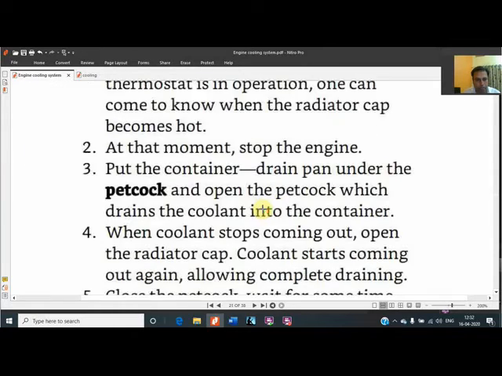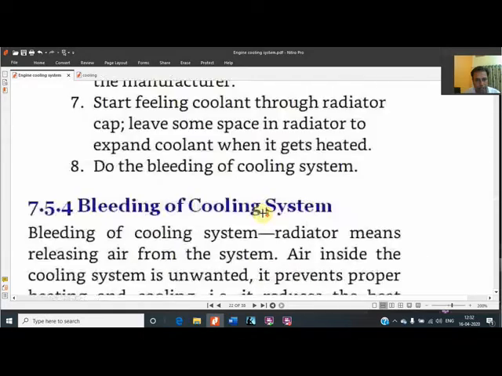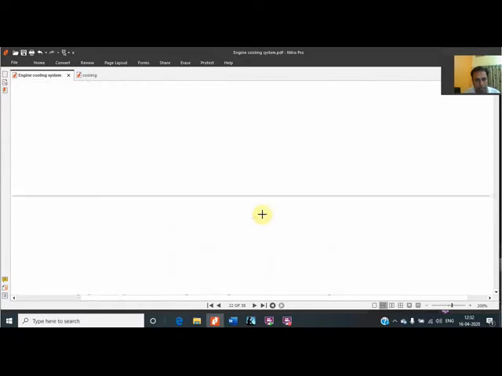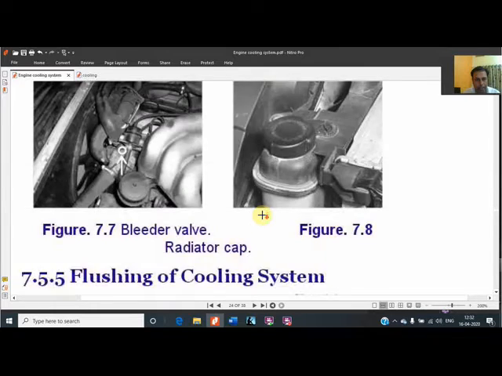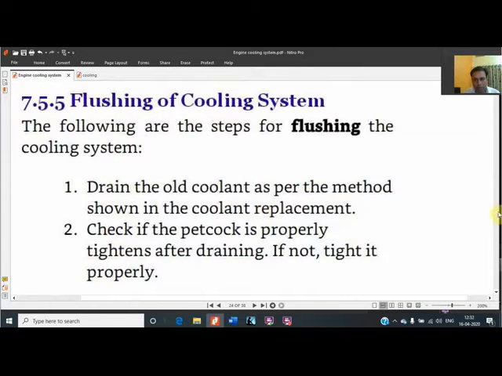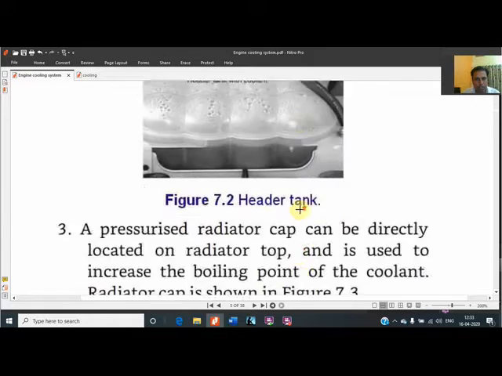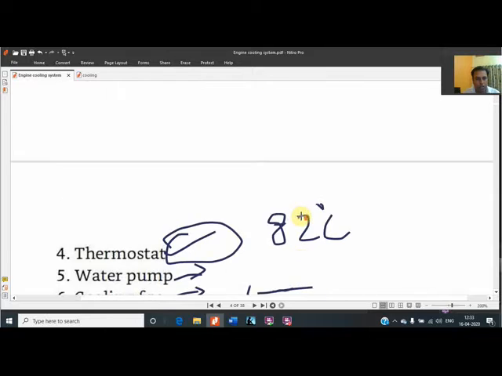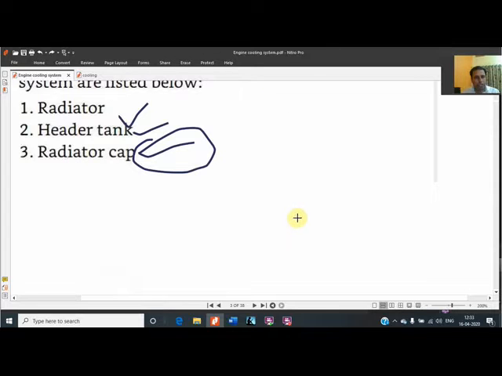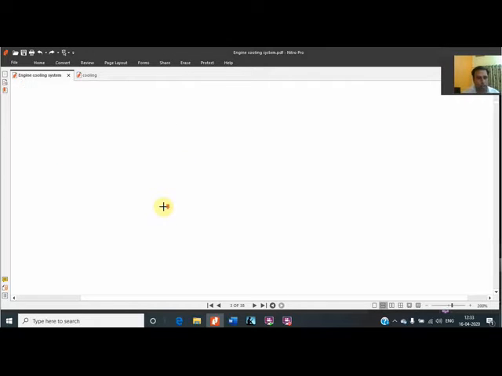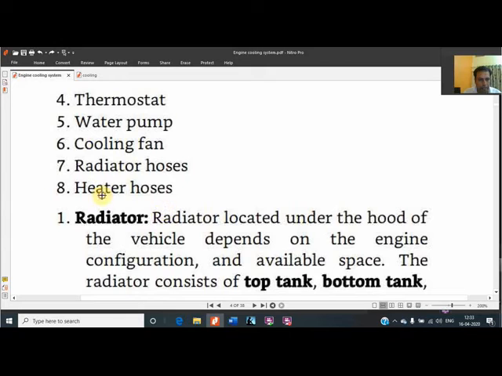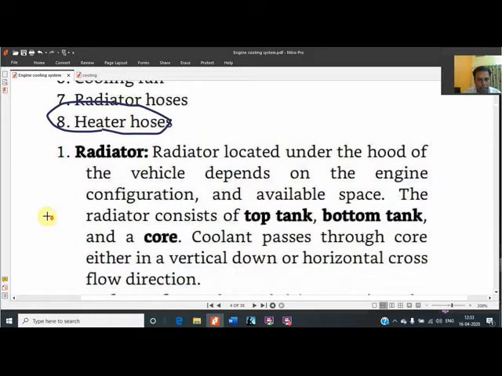Coolant replacement, what the general procedure of coolant replacement is, and besides this we will go for bleeding of coolant, and other processes will be covered one by one. So starting with the parts of the cooling system, what the parts of the cooling system are. We are starting with the first part, the radiator, which is being shown over here, covering up to the last part, that is the heater hoses, a secondary heat exchanger that is used for heating the car.